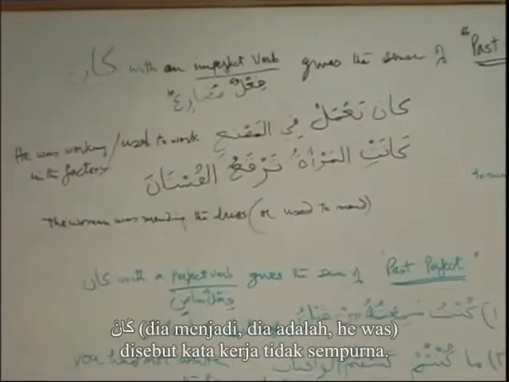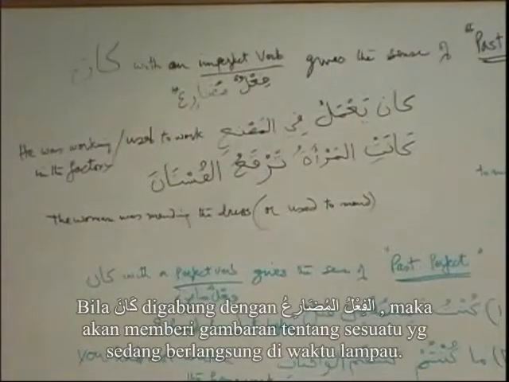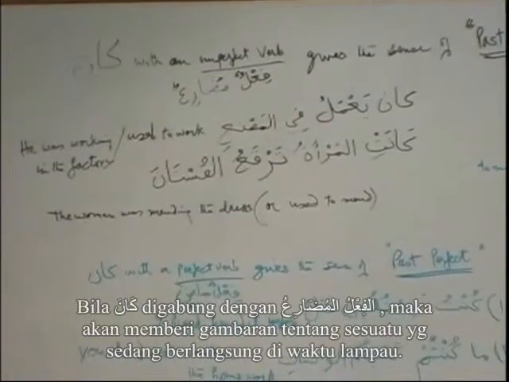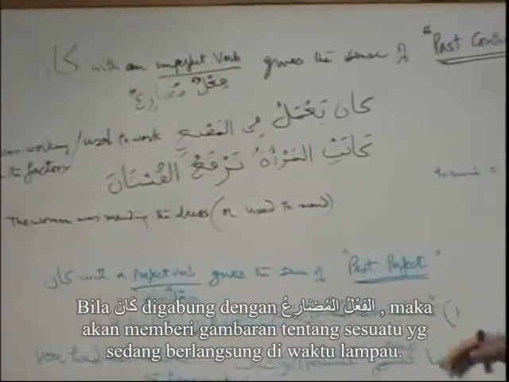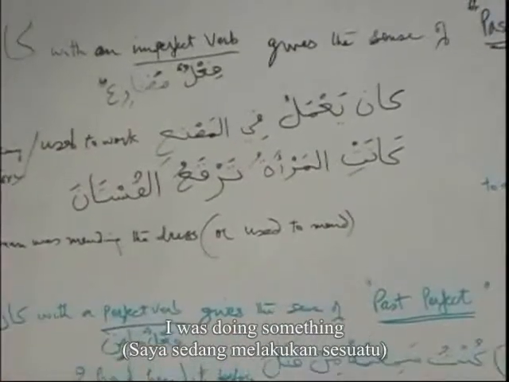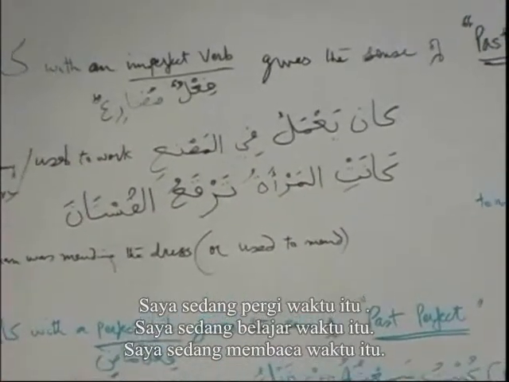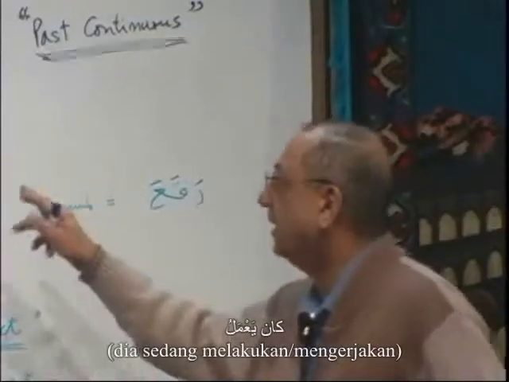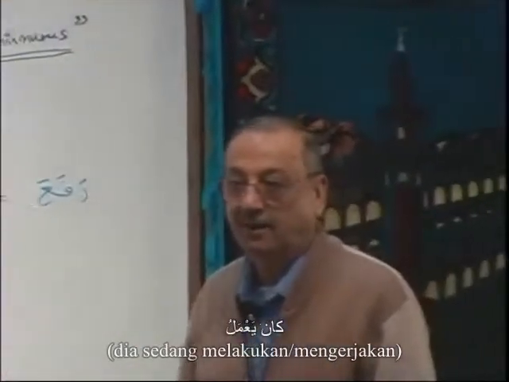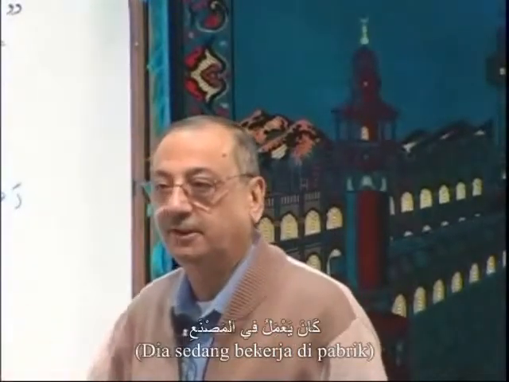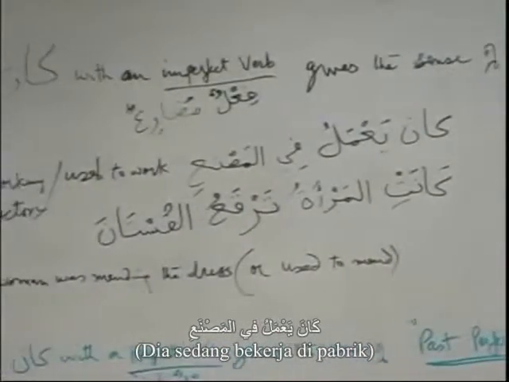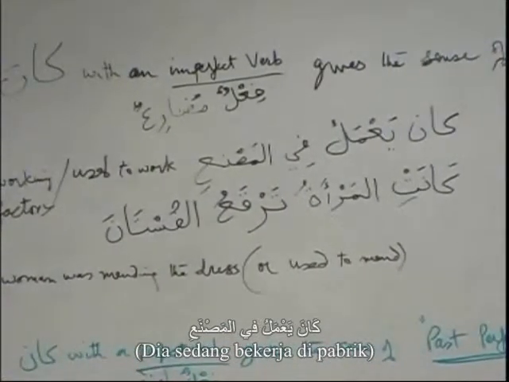So kana with mudari' gives the sense of past continuous. Now this you know in English: I was doing something, I was going, I was learning, I was reading. It's kana ya'malu. Amila ya'malu, to do something. Kana ya'malu fil masna'i. Masna'i is factory, meaning he was working in the factory.